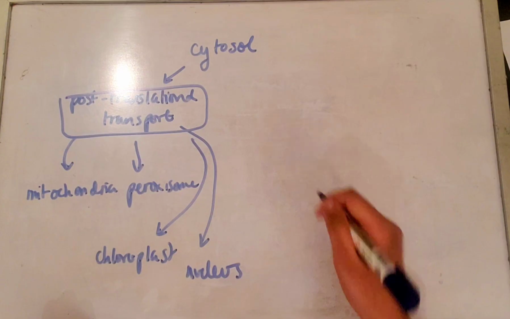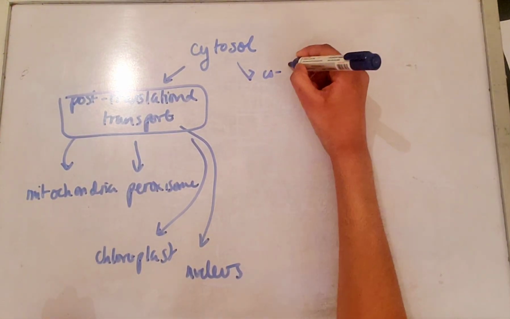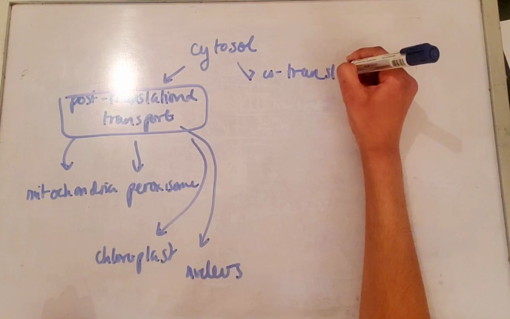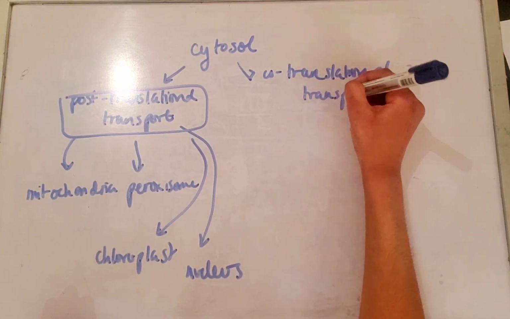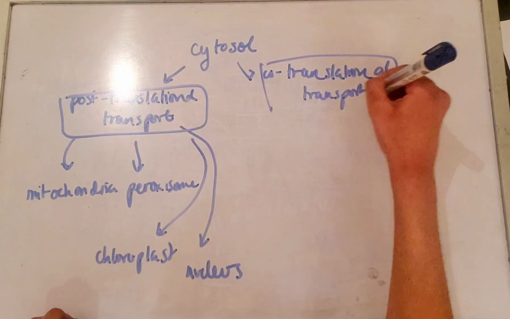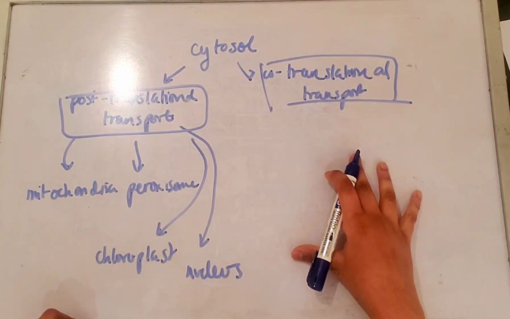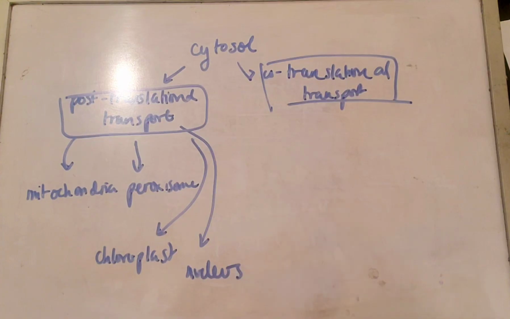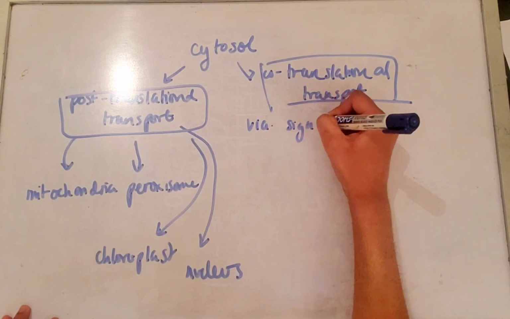Now, the alternative is co-translational transport. Right, and this is transport that happens literally as the protein is being translated. And this occurs via what's known as a signal peptide.